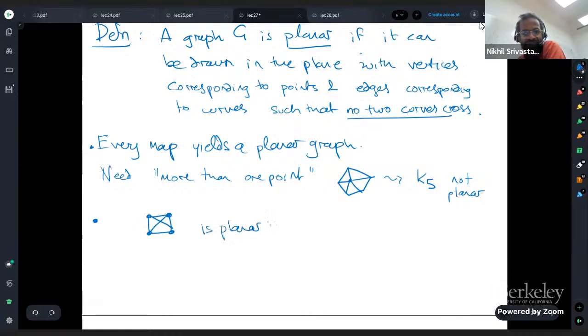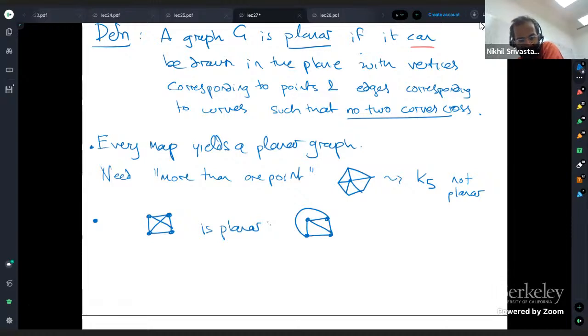because the statement is it can be drawn. It's not saying that every drawing has this property. So this graph can be drawn differently. It can be drawn like this, and then there are no crossings.